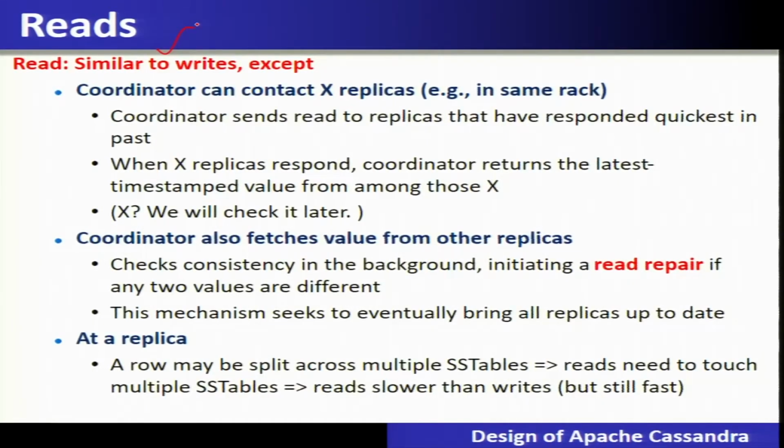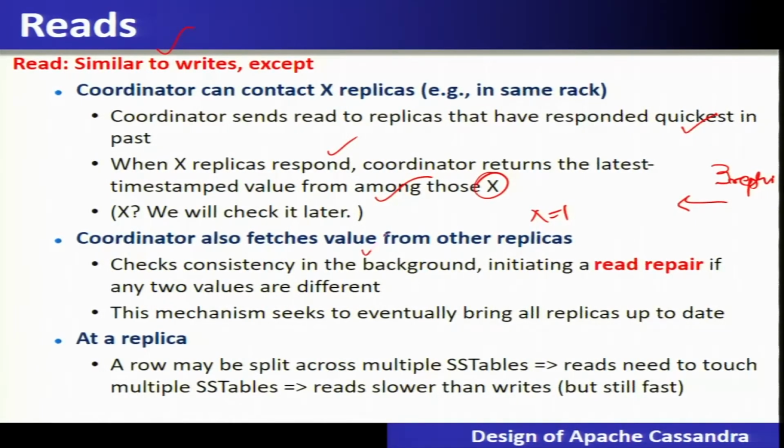Reads are similar to writes, except the coordinator can contact X replicas, that is, in the same rack. The coordinator sends the read to the replicas that have responded quickest in the past. When X replicas respond, the coordinator returns the latest timestamp value among those X. X is configurable. For example, if you have 3 replicas, and the quickest one has responded and the value of X is equal to 1, then this information will be passed on to the client and the read operation is completed.